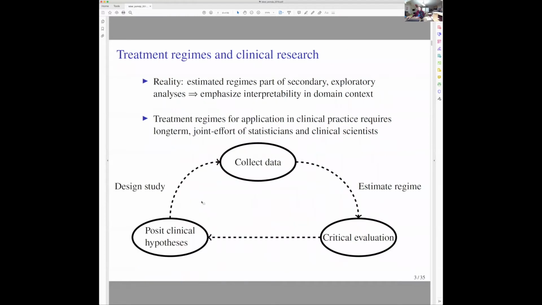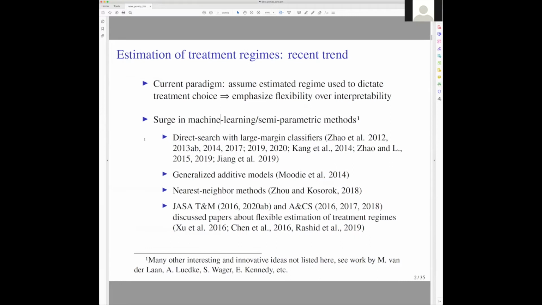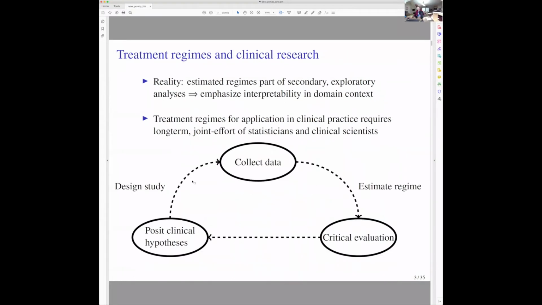But when we look at impacting clinical research, and I don't mean to discount any of this because I think this has really been innovative and advanced the field. But there's another perspective, which is how do we drive change in clinical practice? And here, we just need to recognize the reality that often, not always, but very often, the estimated regime is done as part of some kind of secondary analysis.